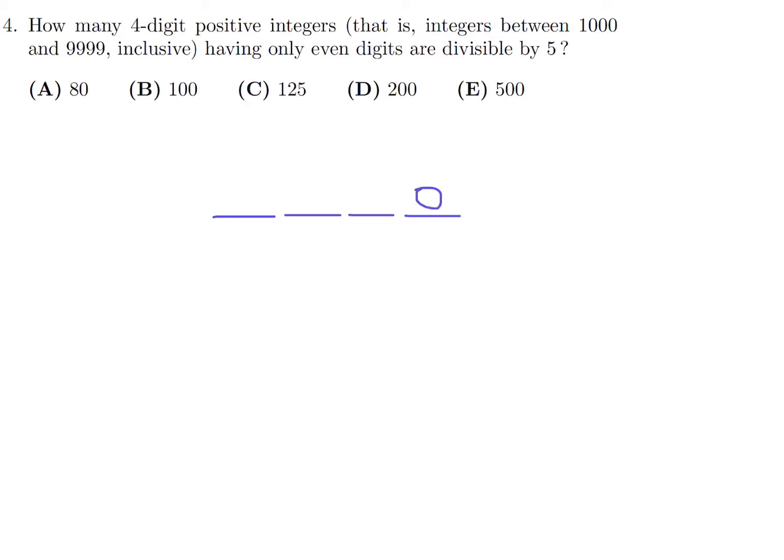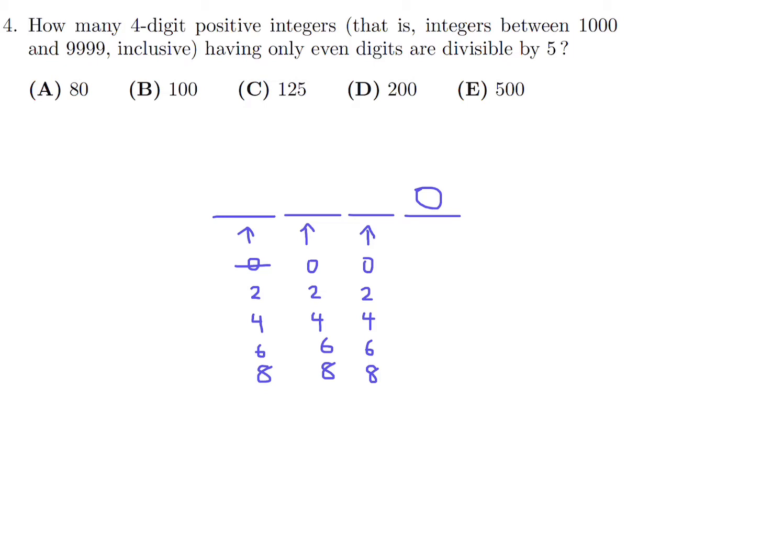Now, what about the other digits? This guy here can be either 0, 2, 4, 6, or 8 because only even digits are allowed. This number also 0, 2, 4, 6, 8. And in this number, well, be careful here. 0, 2, 4, 6, 8 are my choices, but it cannot be a 0. Why? Because if the first digit is a 0, then it's no longer a 4-digit number. It would be a 3-digit number, basically.